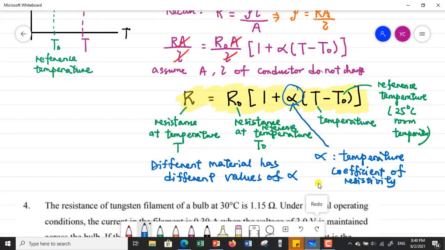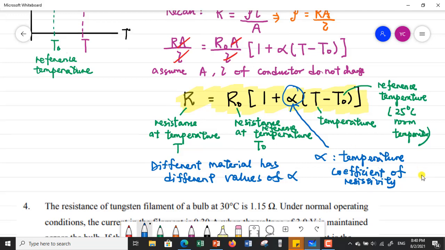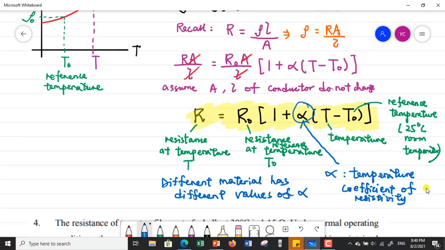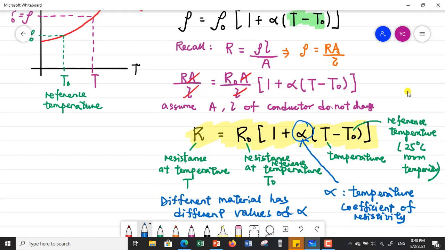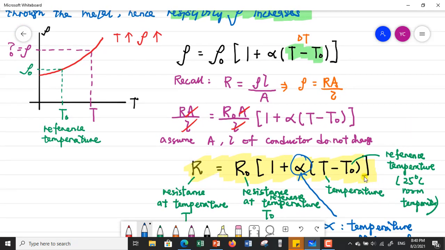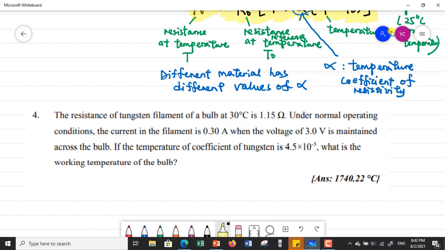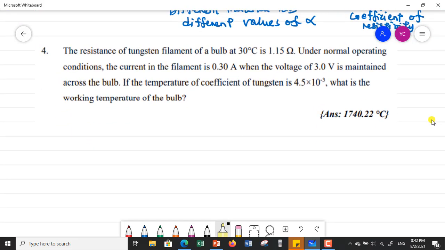Alright, so this is the equation we use to see the variations of resistance with temperature. If you want to find the resistance, you use this equation. If you want to find the resistivity, then you use this one. Which one you use depends on whether you want to find the resistance or resistivity. You might refer to your tutorial question 3, so we see how we are going to apply the concept we learned just now.